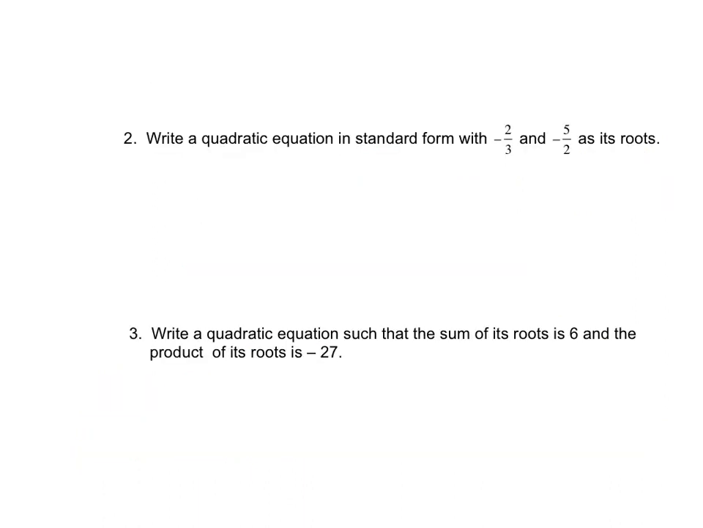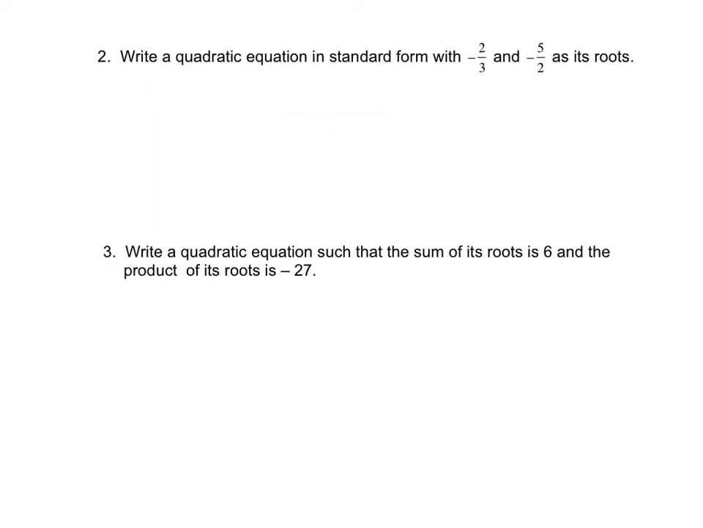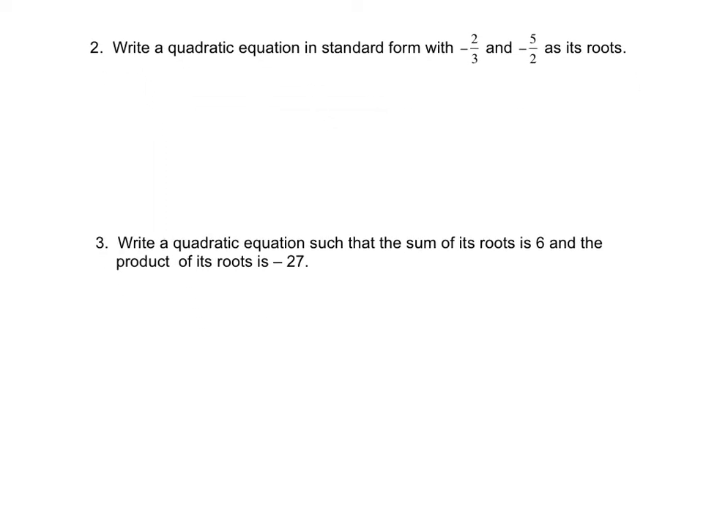In number 2, they want us to write a quadratic equation in standard form with negative 2/3 and negative 5/2 as its roots. Okay, so again, we're going to use x squared minus the sum of x plus the product equals 0. All right, off to the side, we're going to find the sum and the product. Now, we're dealing with fractions, and if you're not really good with fractions, I totally suggest that you get your calculator out and put it in the calculator.